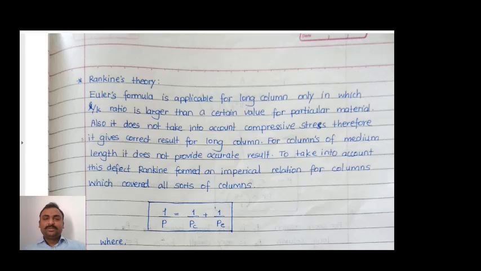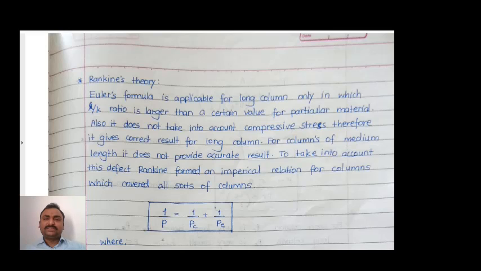Hello guys. So in the last lectures we have started with the fifth unit, second chapter, that is column. Till now we have covered Euler's formula, the assumptions to derive this Euler's formula. We have also solved different sums related to Euler's formula, that is for long column. We have solved different sums on long column.